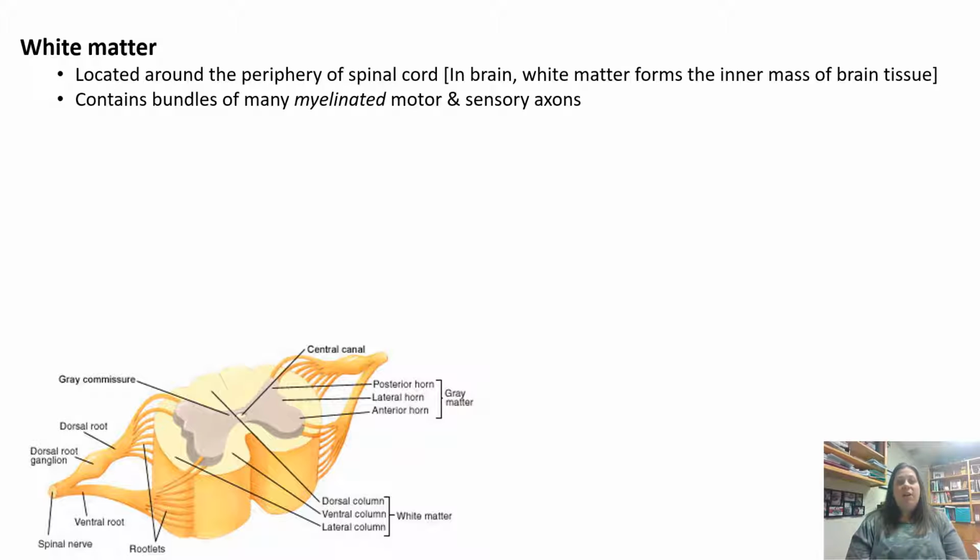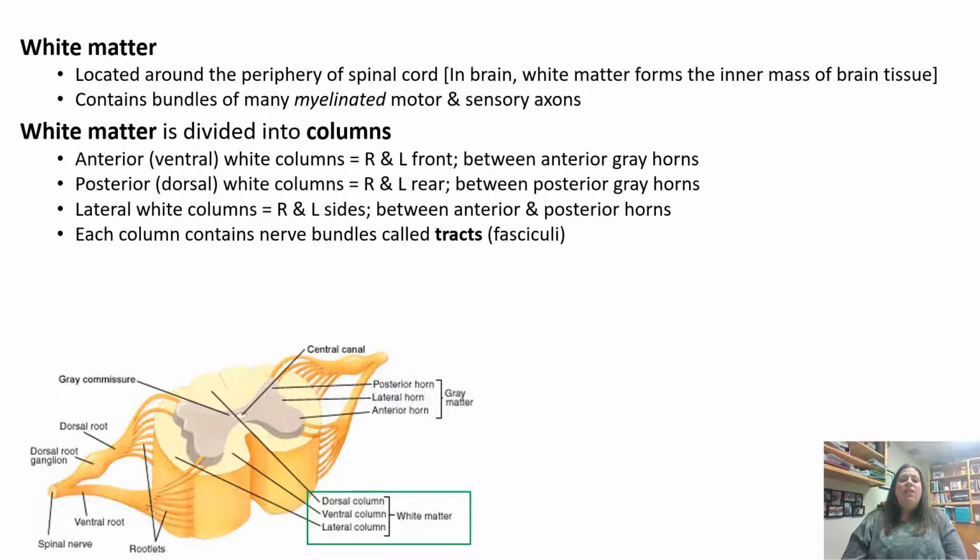Now, the white matter, on the other hand, is located around the periphery of the spinal cord, the outside. Remember, in the brain, this is switched. We do see that it contains bundles of many myelinated motor and sensory axons. These are going to be divided into what we call columns, okay, because they're running up and down the spinal cord, so we're going to call them columns.